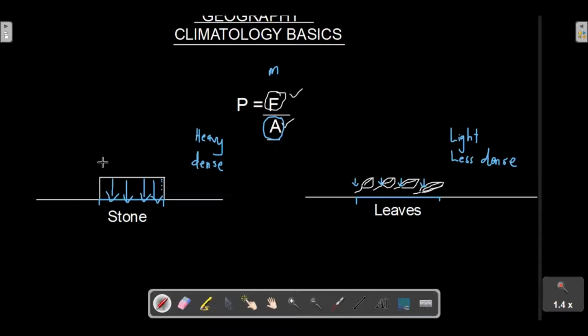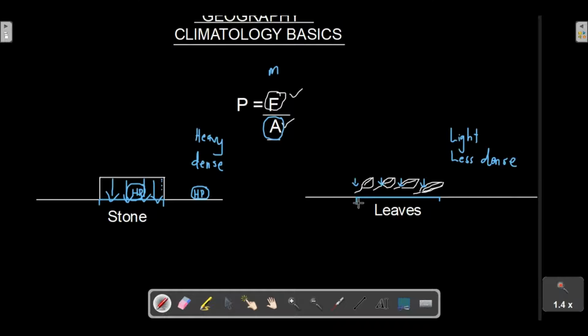Hence they also result in a low pressure. Because the stone exerts a greater force, because it is heavy, it applies a greater force and hence a greater pressure. So we say that there's a high pressure created on the ground. What this means is that whatever object this is, it's pressing against the ground with higher force, compared to this leaf, which is pressing against the ground with very little force.